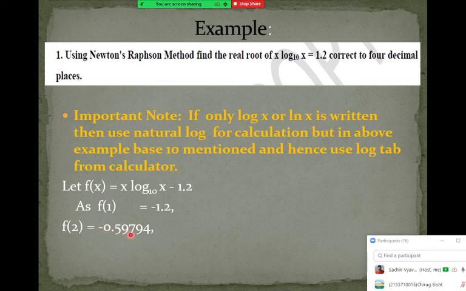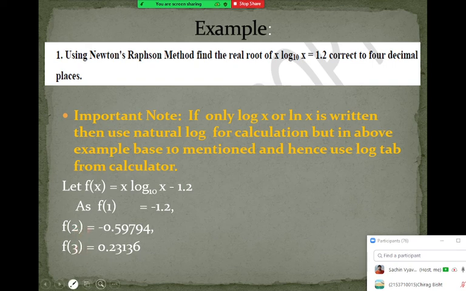So we have to continue this till we get a positive value, so that we can conclude that the root exists in that interval. So f of 1 is negative, f of 2 is negative, f of 3? Yes, f of 3 is positive, is it? I hope you are doing the calculation on the calculator. So we can conclude here the root exists in the interval 2, 3.